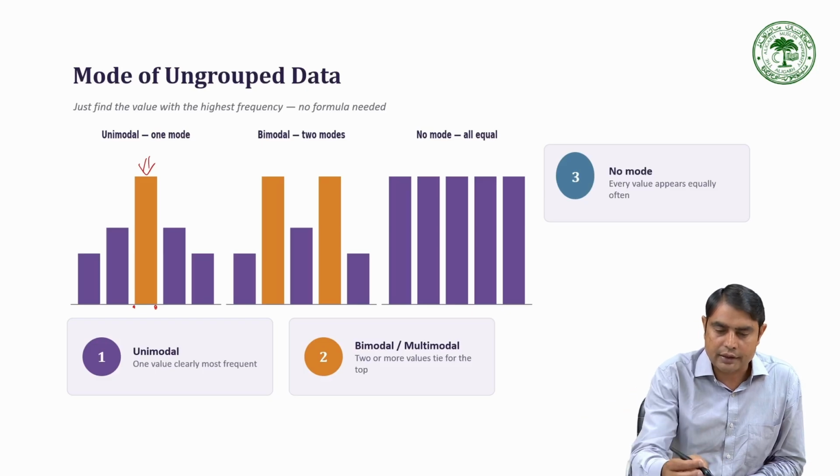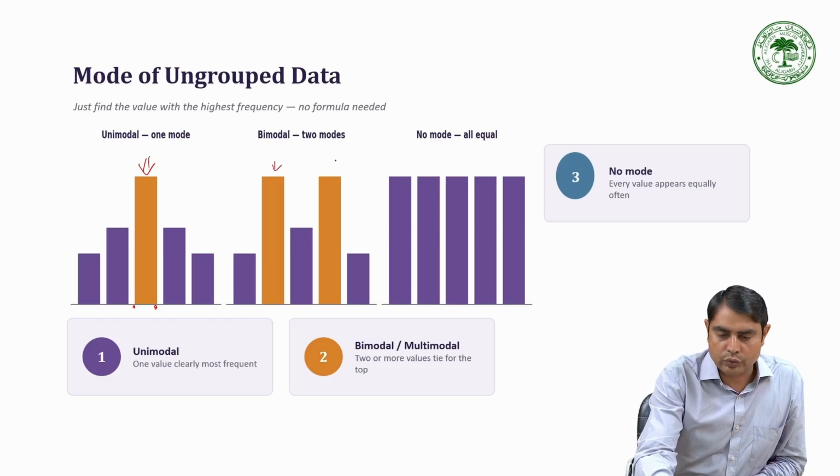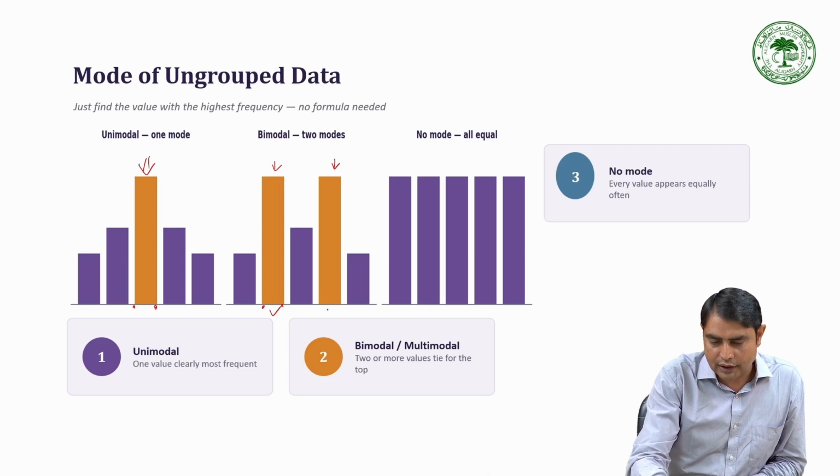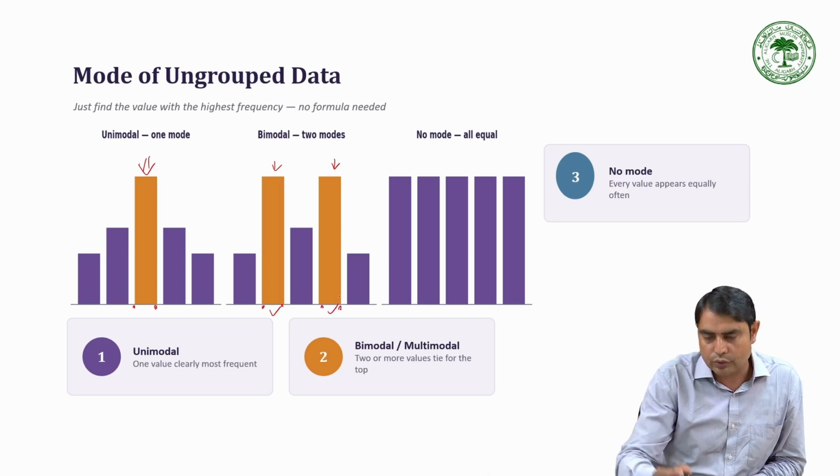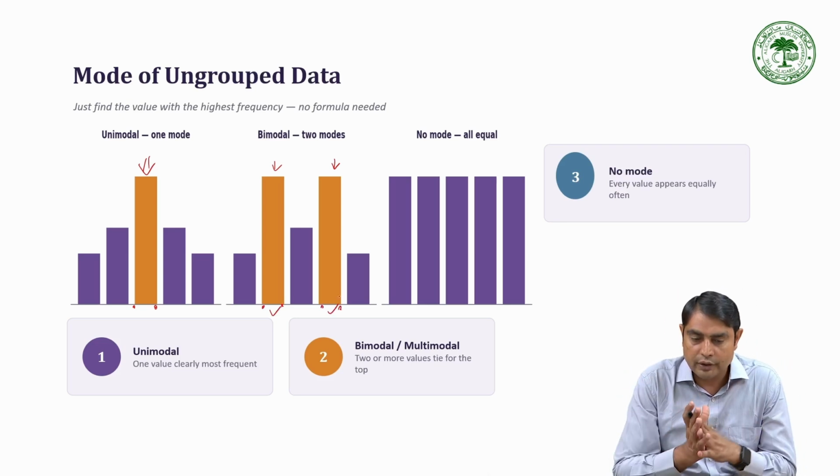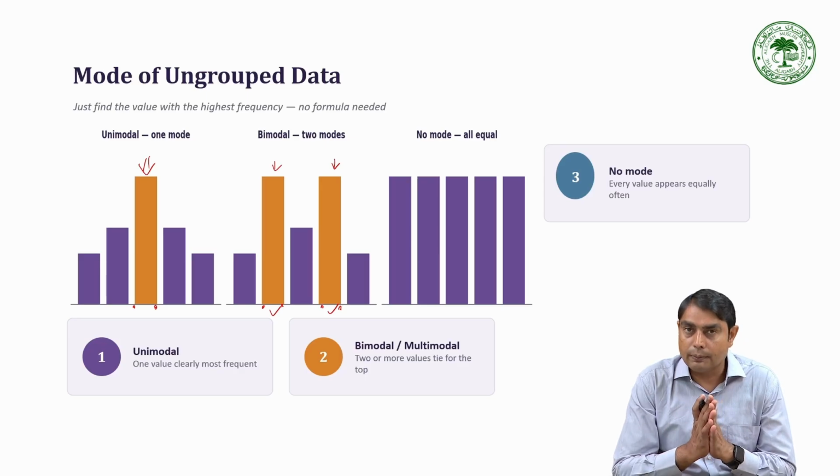In the second case, there are two bars with the same frequency, so none is exceeding the other. So I have two modal ranges, one is this and another is this. This is called bimodal.